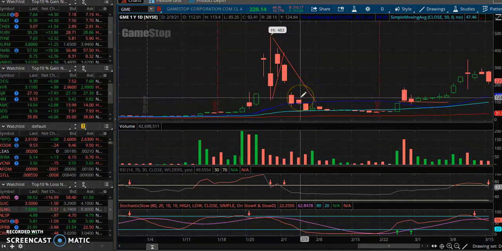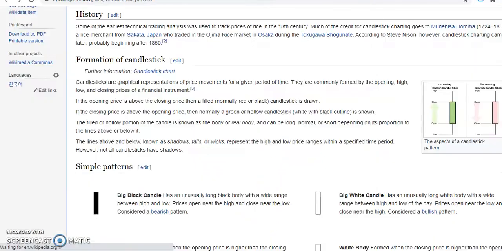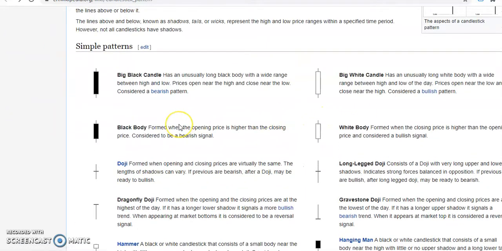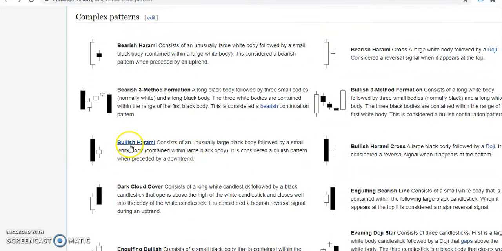Now candlestick patterns, last thing. There are so many candlestick patterns. We're not going to go over all of them, but we'll go over some of them. All right, so look at these candlestick patterns. These are individual, so we won't go over these. Let's go over the combinations. So bullish harami, this is one that I like to use. So let's pretend this black is green. Black means positive or green. White means negative or red.